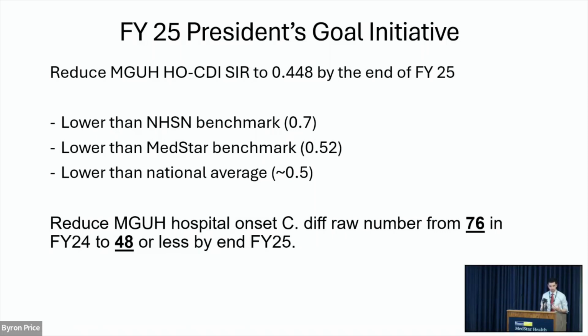The SIR still feels a little bit hard to grasp, so I'll give you some solid numbers. Our C. diff occurrence amount was 76 in 2024. We need to bring that down to 48 or less to hit that SIR mark.